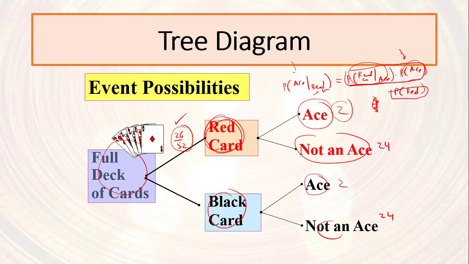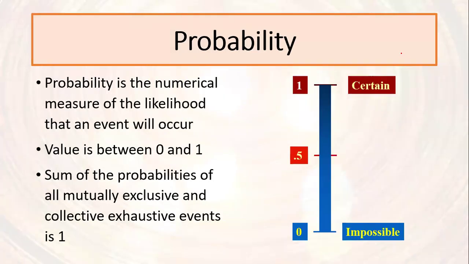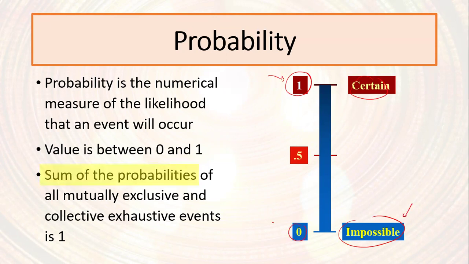So if you know that is a yes, then red card is going to be like half of the probability. Okay, you have here certain means guaranteed. The probability of an impossible event, an event that cannot happen, is 0. So the sum of all probabilities is 1.